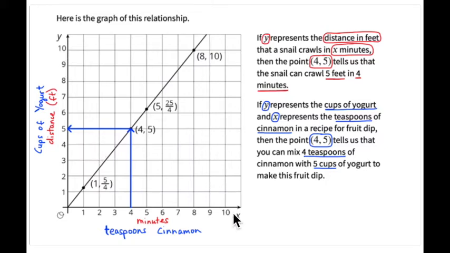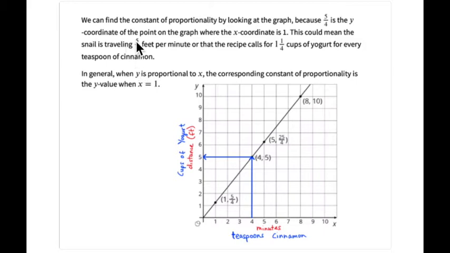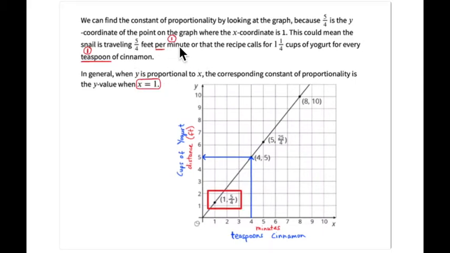It's y per x. So it's going to be cups of yogurt per teaspoons of cinnamon, 5 cups of yogurt per 4 teaspoons of cinnamon, or distance in feet per minutes. So it's 5 feet per 4 minutes. So the constant of proportionality is how far the snail has traveled in 1 minute, so it's 5/4 of a foot per 1 minute, and how many cups of yogurt you use for 1 teaspoon of cinnamon. So again, 1 1/4 is the same as 5/4, so it's 1 1/4 cups of yogurt, or 5/4 cups of yogurt for every 1 teaspoon of cinnamon.